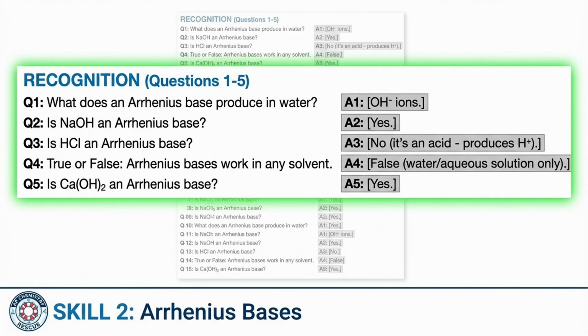The answer is OH minus ions. That's the definition. Arrhenius base produces OH minus ions in water. If you got that right, good. If not, go back to slide 2 and review the definition.